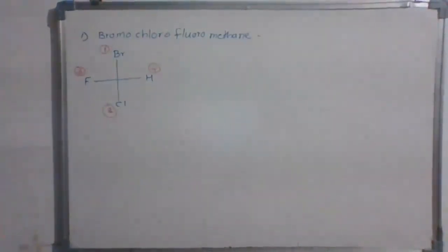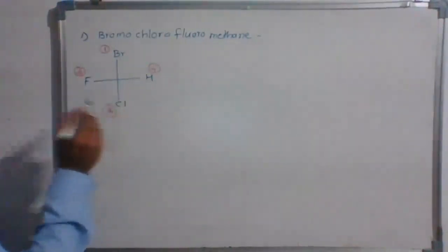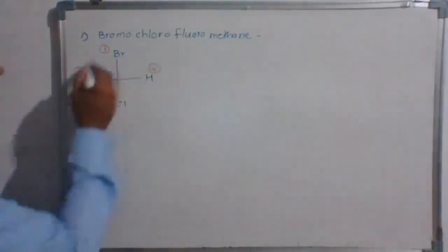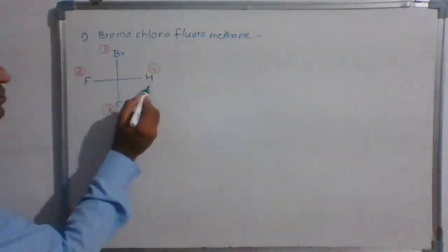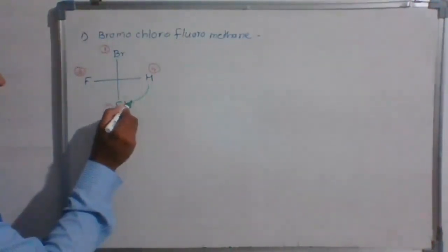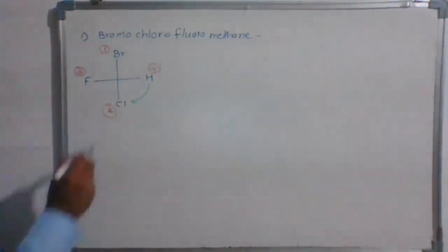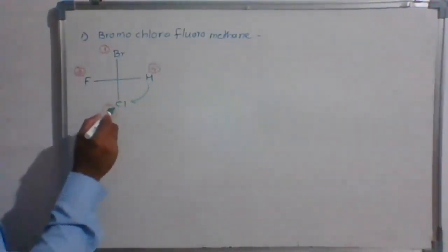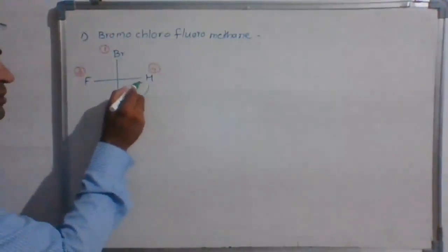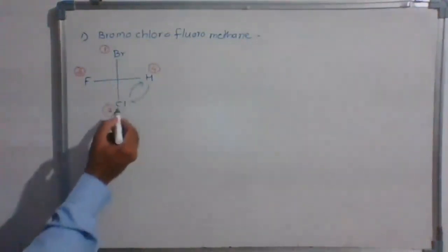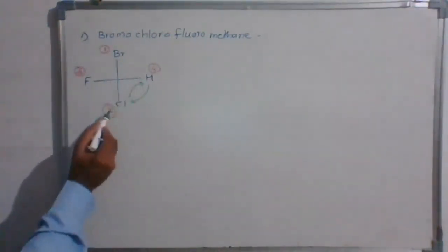Now, as per our rules, in the first exchange, we shall take the least priority group at the bottom. See here, the least priority group is hydrogen. So take this hydrogen to the bottom, meaning at the place of chlorine. So what will happen with this chlorine? It will take the position of hydrogen. Okay. So exchange both of these. Take the least priority group at the bottom.